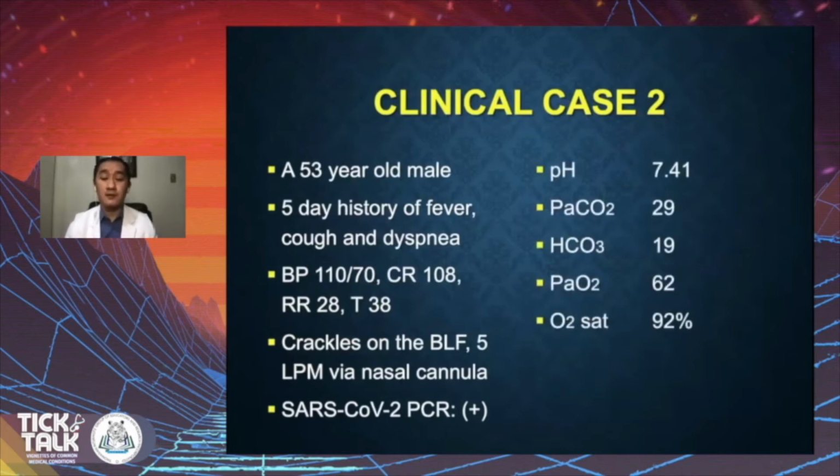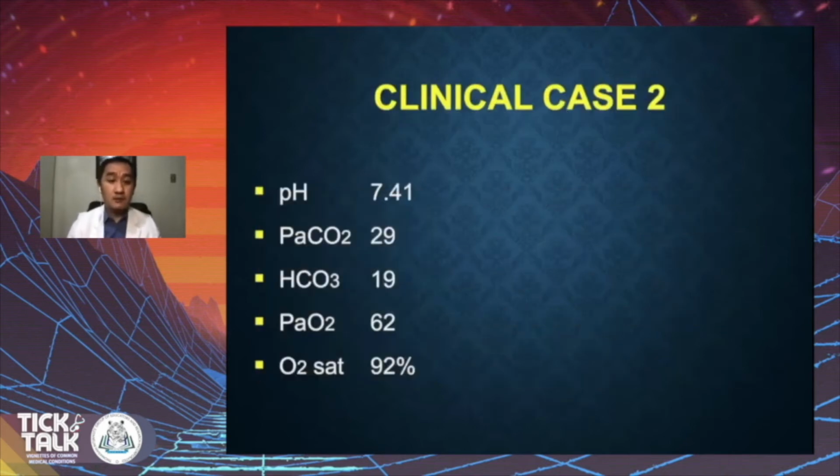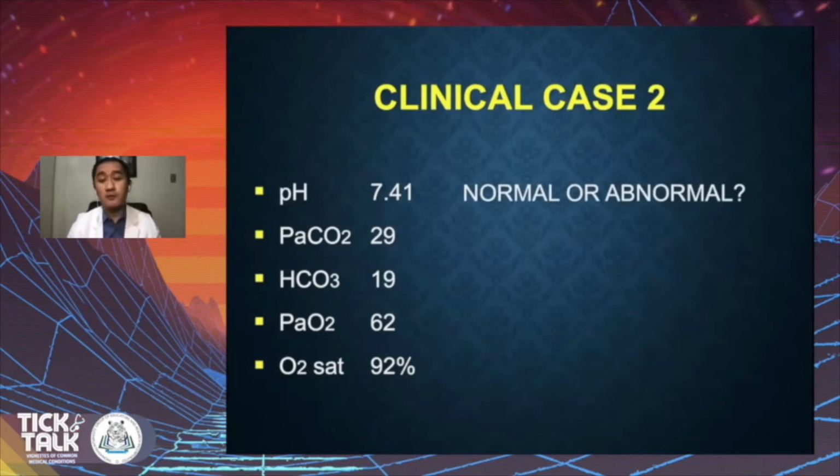And these are the ABG results: pH of 7.41, arterial CO2 of 29, bicarbonate of 19, arterial O2 of 62, and O2 sat of 92%. What is now your ABG interpretation? Let's dissect the parameters. Is your pH normal or abnormal? So 7.41 is within normal range, but to be strict about it, it's more on the alkalemic side.